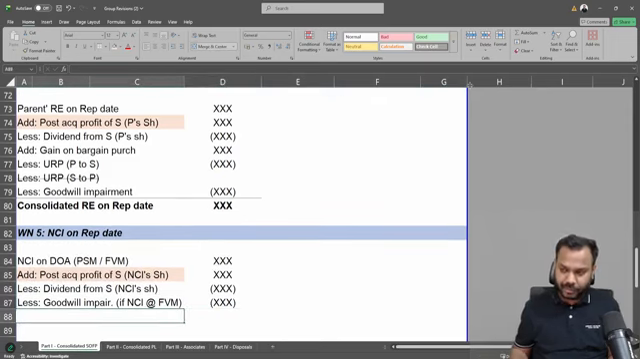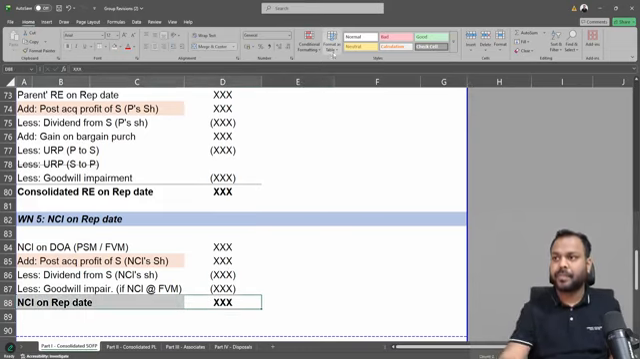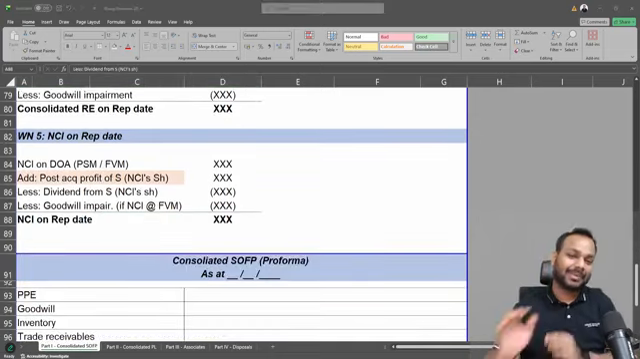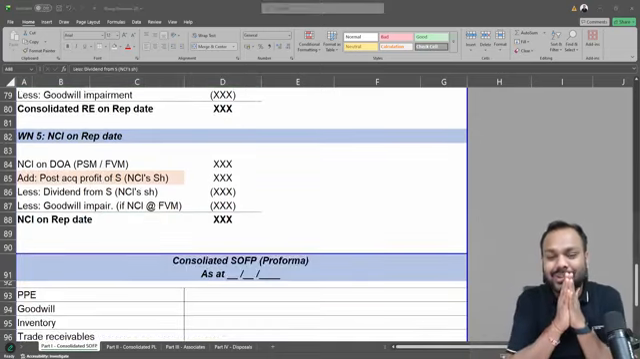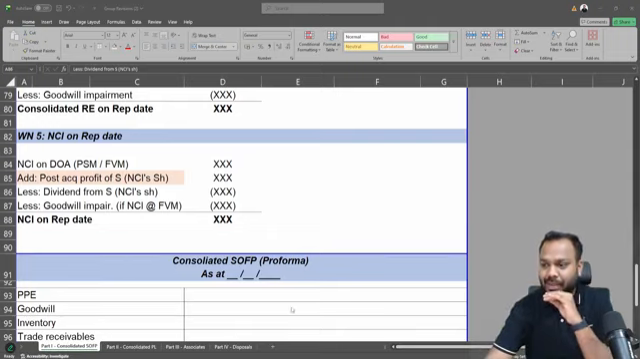Now, total. So this will give you the value of NCI on reporting date. I hope it is clear to all of you. Now comes the last step, that is consol SOFP. Are you ready for it? Come on guys, tell me. Okay, let us start it.